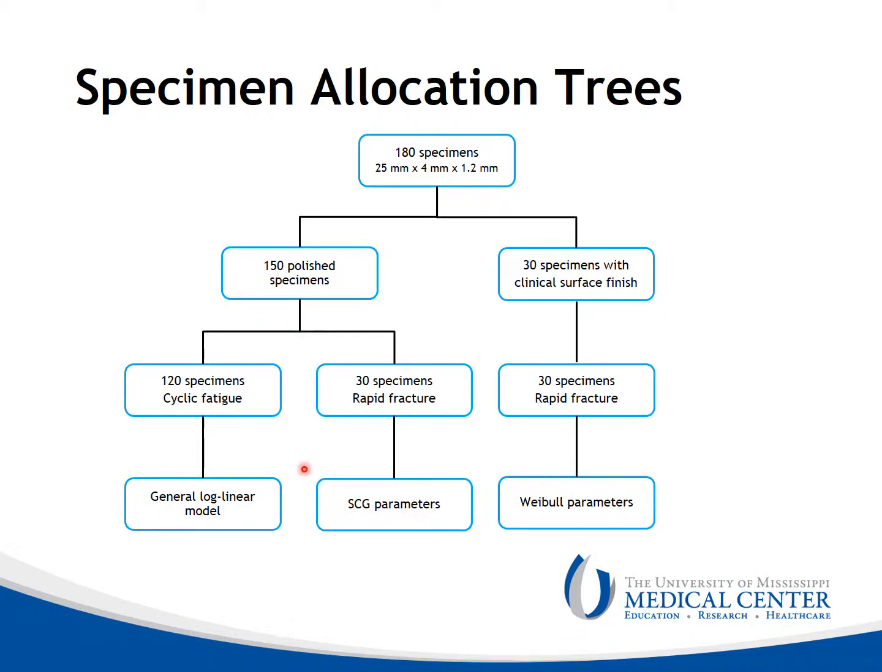These 120 specimens that are going to be loaded in cyclic fatigue can be put in a statistical model we call a general log linear model to estimate the effect of the frequency of the cycling and the stress level on the lifetime of the specimens.